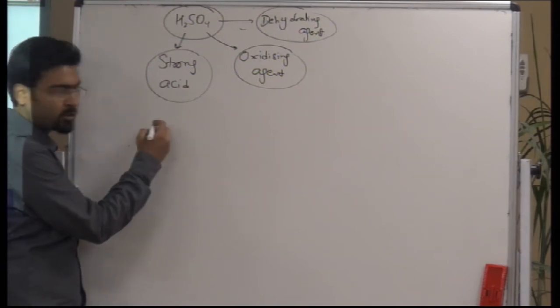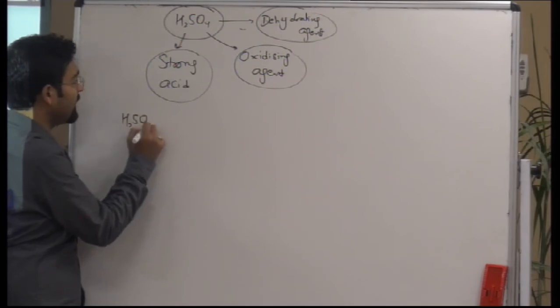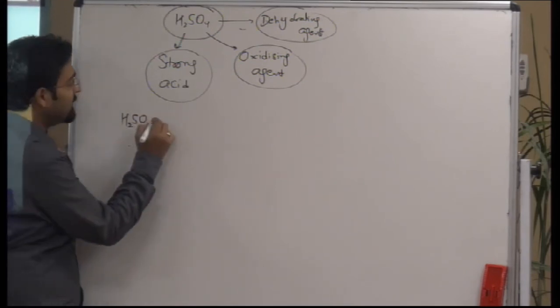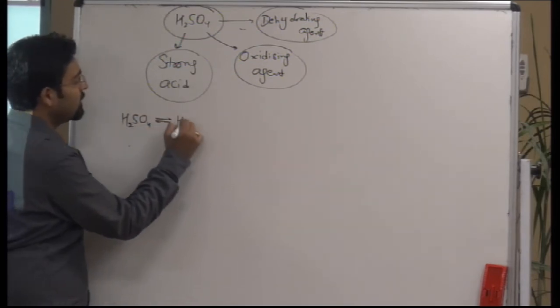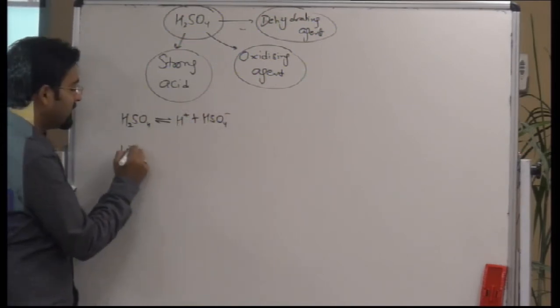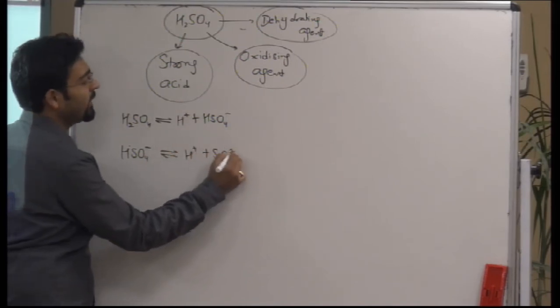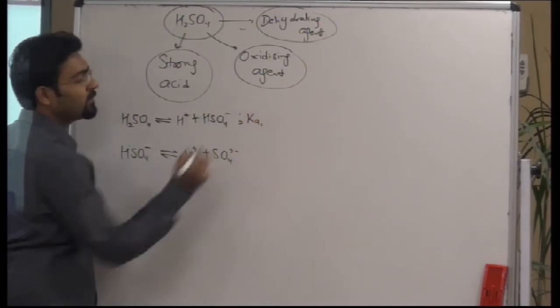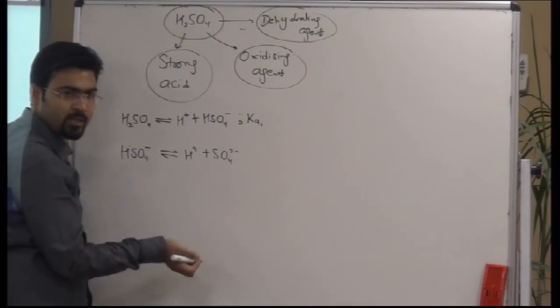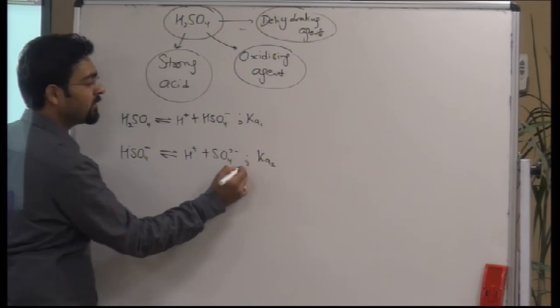The oxygen-hydrogen bond can be ionized. H2SO4, being a dibasic acid, will break down into H+ and HSO4-. This is called the bisulfate ion. This bisulfate ion will further ionize and give you SO4 2-. The equilibrium constant of the first reaction is called the first ionization constant of sulfuric acid, and this is called the second ionization constant of sulfuric acid.